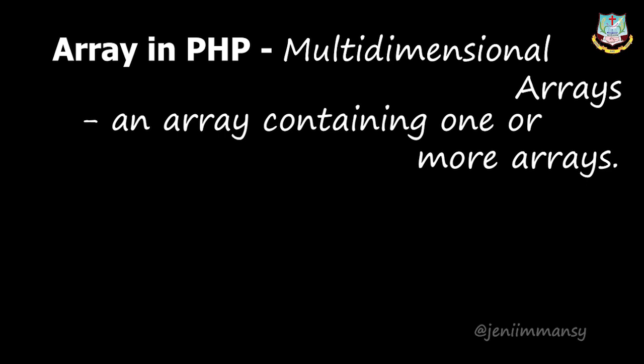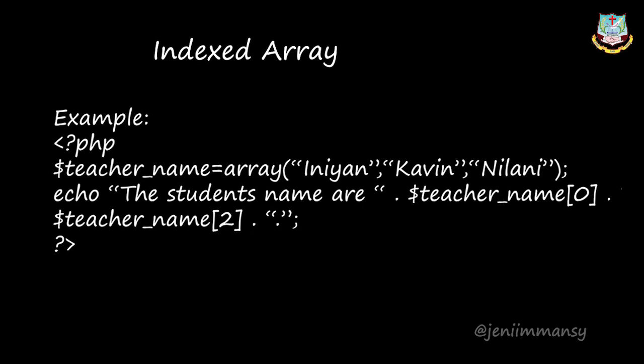First, let's see the example for the indexed array. Here they have given $teacher_name, that is the array variable, and equal to array. Inside the bracket, inside double quotes, they have given the values. So here is the array with a numeric index for the available values in the array variable, which contains the key value pair. Here we are using the array variable and the key, with the keyword array and then the values. This is an indexed array.